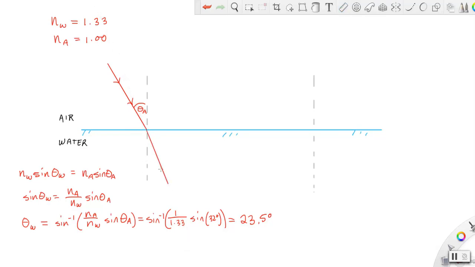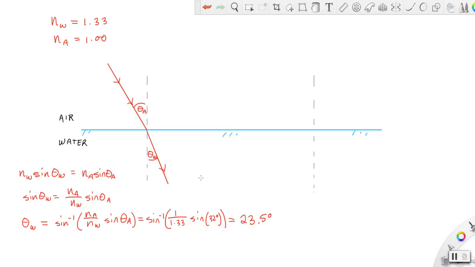Now we check with our logic. We look at this and say, does it make sense that this angle would look like this? Well, water is more dense than air, and this angle is a little bit tighter than the angle outside. So yeah, that makes sense. That's reasonable.